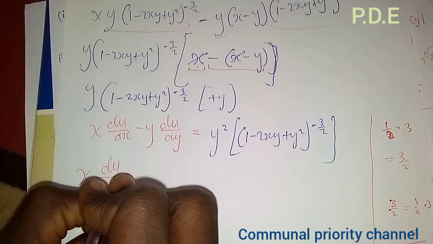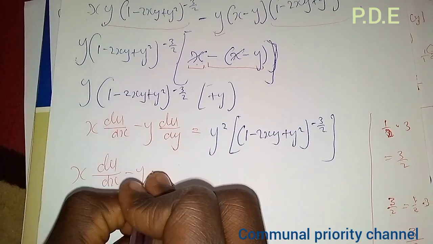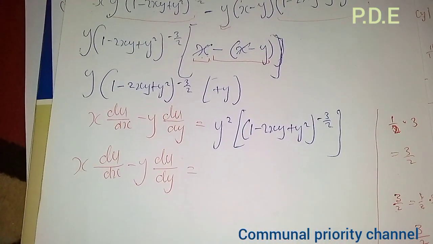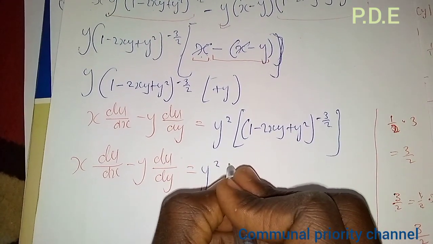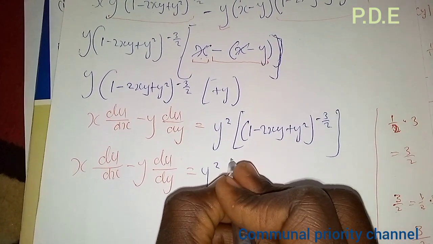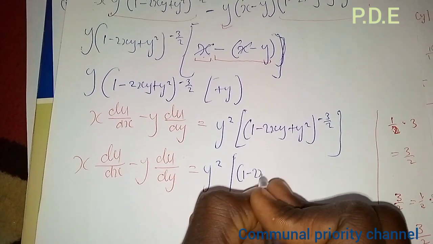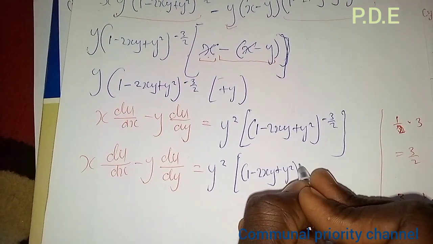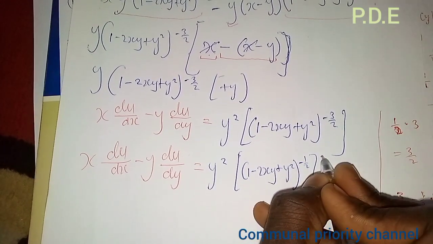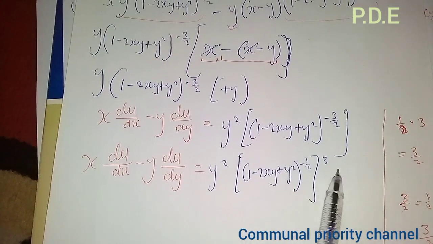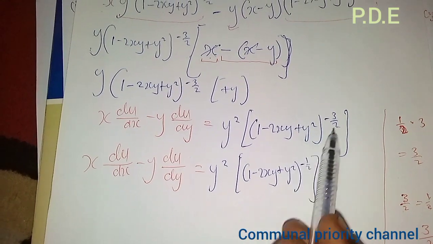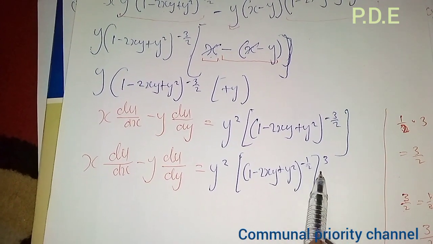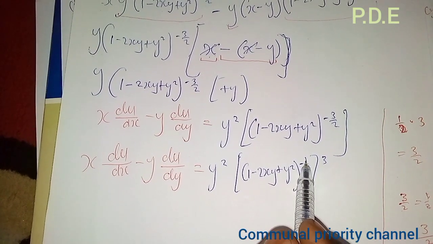x du over dx minus y du over dy will be equal to, put your y square, which is our y square, then into (1 minus 2xy plus y square) to the power of minus 1 over 2, cubed, because this 3 will multiply this one to be 3 over 2. They are all the same. We just separate them because this 3 will multiply this one to be what?